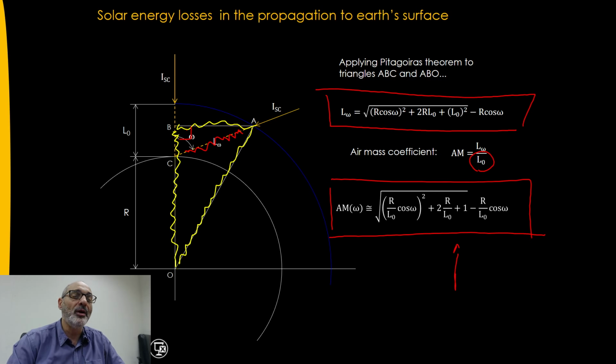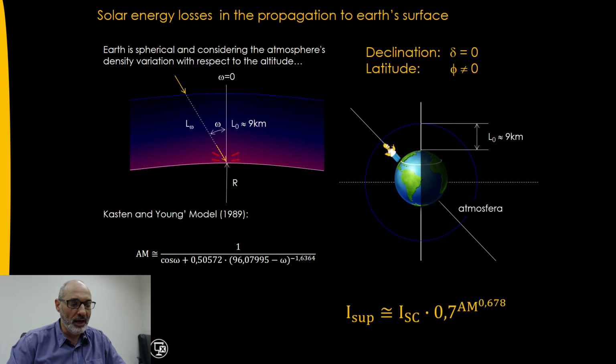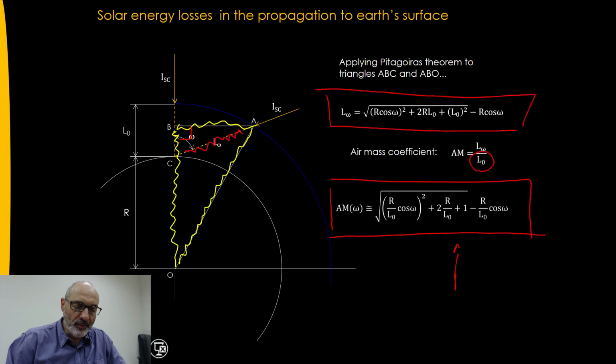And this model here is what we call a spherical model. You have other models to assess the air mass coefficient. I'm going to show you one and then make a comparison. The model that I just deduced for you assumes that absorption is independent of the altitude, so it assumes that the atmosphere is homogeneous.